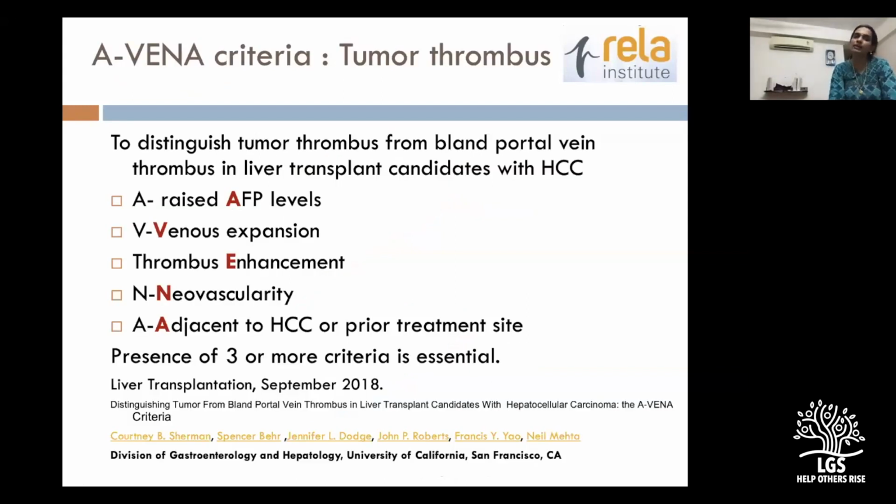Now coming to the Avena criteria. The Avena criteria helps us distinguish a bland from a malignant thrombus. So it's quite self-explanatory. If you have raised alpha fetoprotein levels, if the portal vein that's thrombosed is expanded, if you can see enhancing soft tissue within it, if you can see neovascularity, which is actually like a leash of vessels growing into the portal vein, or if it is adjacent to the site of HCC, then any 3 criteria, if present, will suggest a malignant or tumor thrombus.